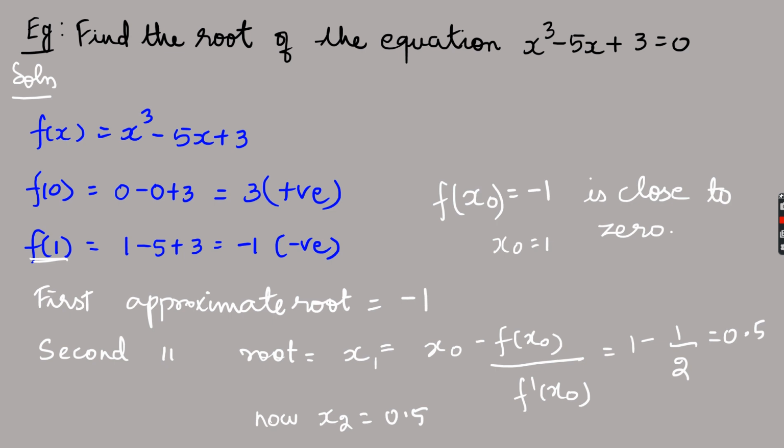So this is a function, and first I'm substituting f of 0, that is, I'm substituting 0 and I get 3.